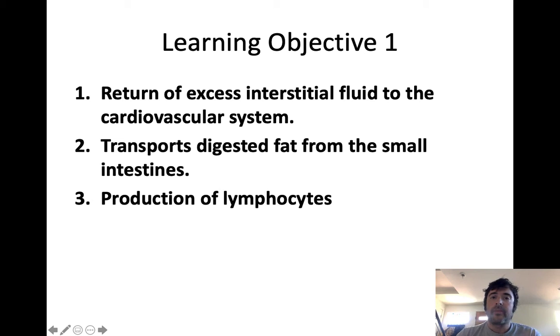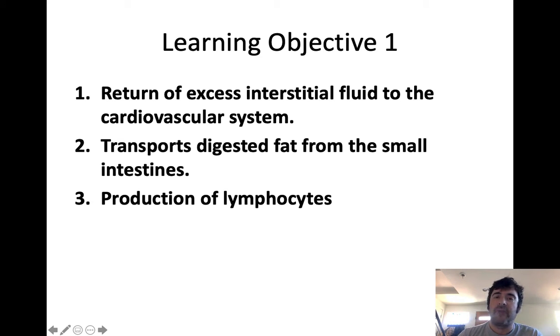Number two, the lymphatic system transports digested fats from the small intestines into our system. In other words, there are specialized lymphatic structures that absorb fat in the GI tract. That's one of the functional roles of the lymphatic system. So we have the returning of excess interstitial fluid, we have the absorption of fat in the GI tract, and then we have the production of lymphocytes.